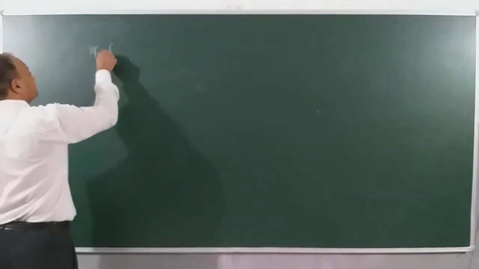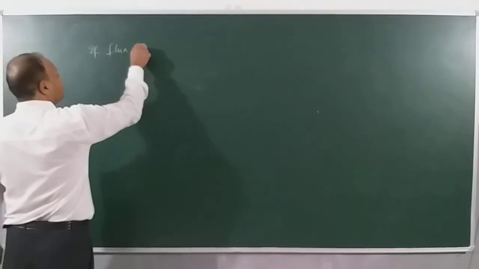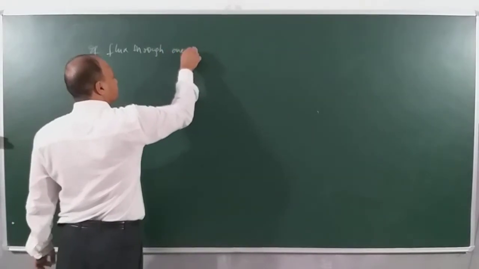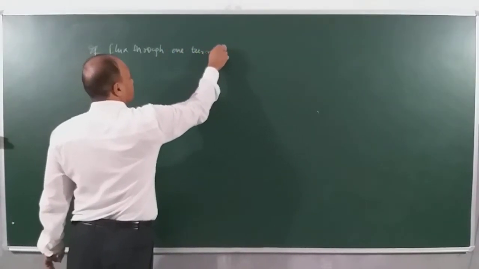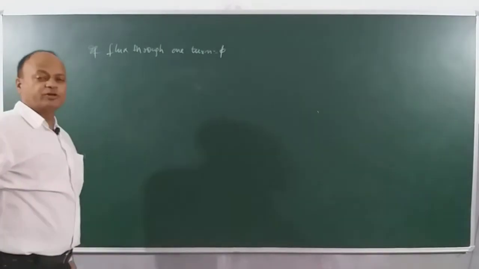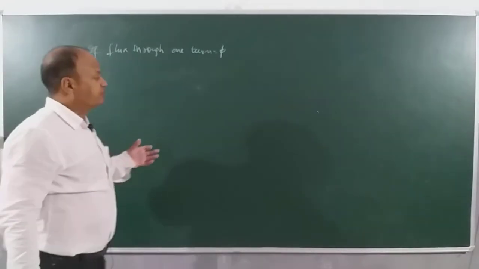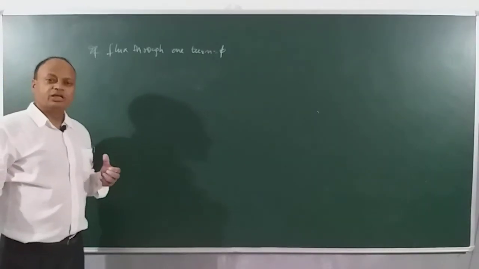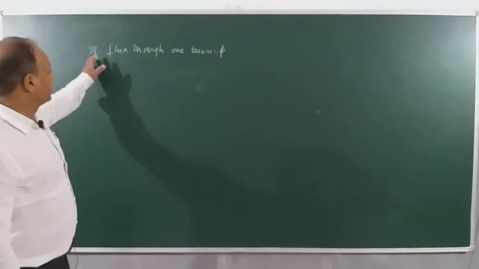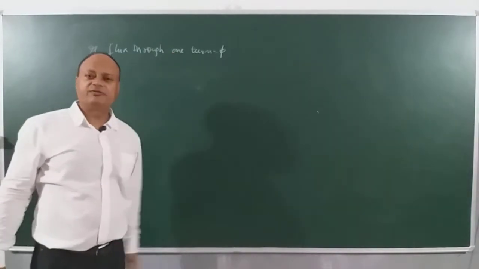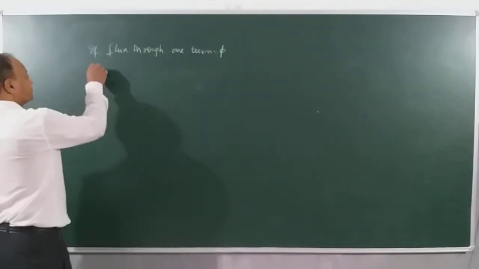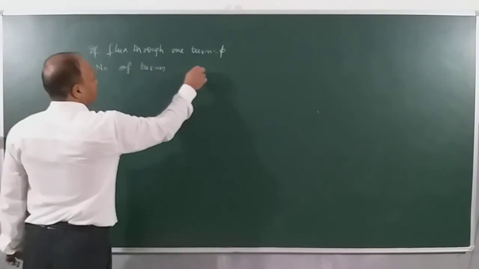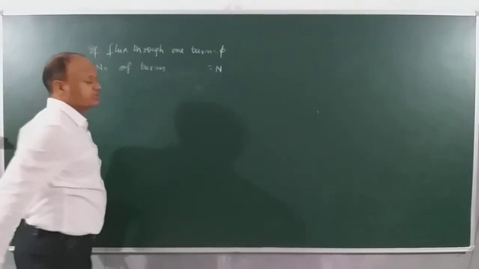If the flux through one turn is phi. Suppose children, the flux through one turn is phi. So we understand now from all this discussion that whenever there is a change of flux associated with the coil, it will produce what? EMF. So we are saying let the flux through one turn be phi and the number of turns is equal to N.